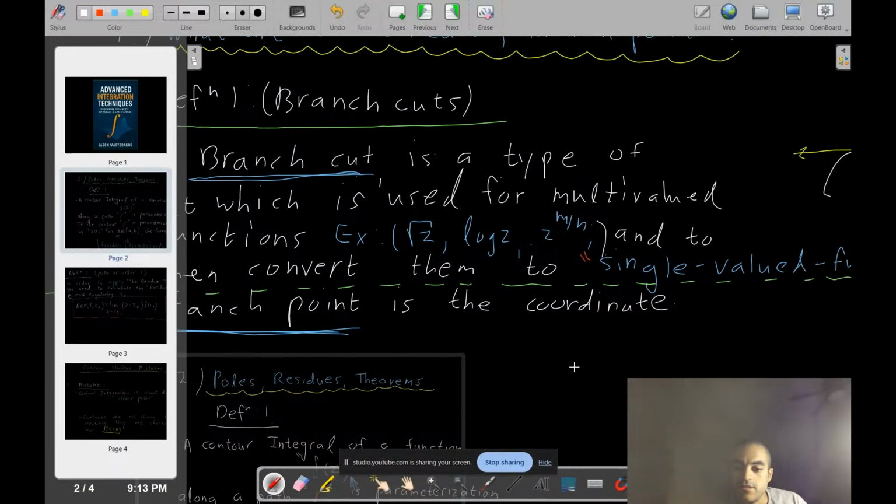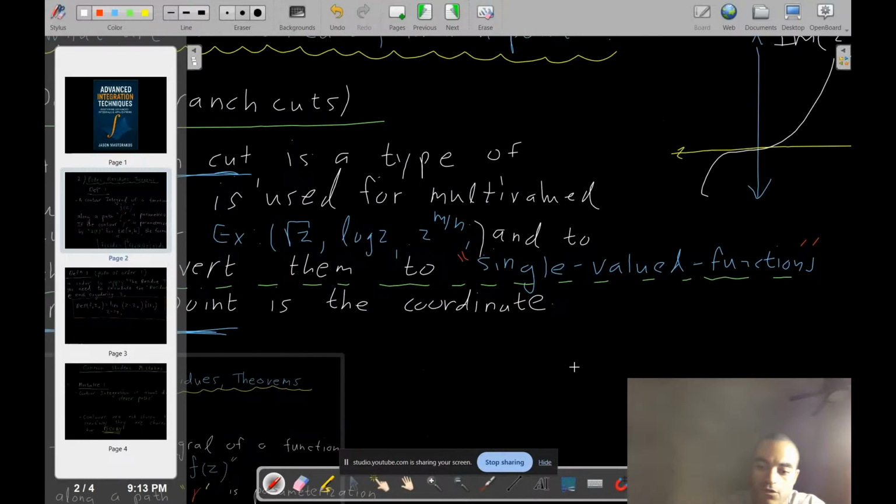So a branch point is the coordinate or location of where multi-valued, I should say, where multi-valued.